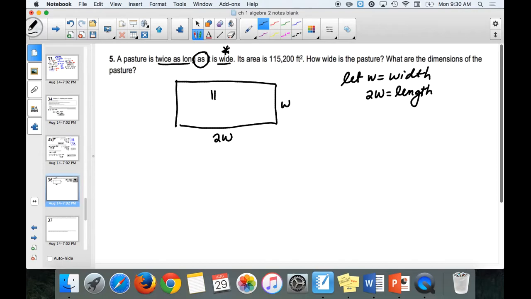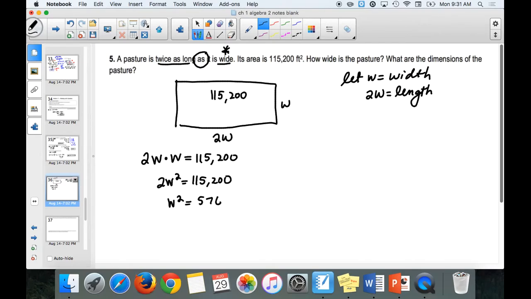So my area is 115,200 square feet. And we know in order to find the area of a rectangle, we do the length times the width, right? Base times height. So we're going to do 2w times w equals 115,200. If I simplify the left side, 2w times w is 2w squared. When I divide by 2, I end up getting w squared is equal to 57,600.